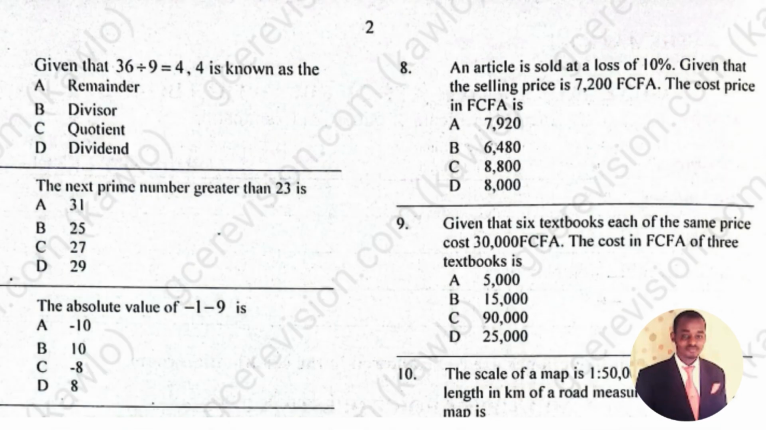We are going to start from question one. It says, given that 36 divided by 9 equals 4, 4 is known as the, so they are asking us to determine what 4 is. Whether it's a remainder, a divisor, a quotient, or a dividend.